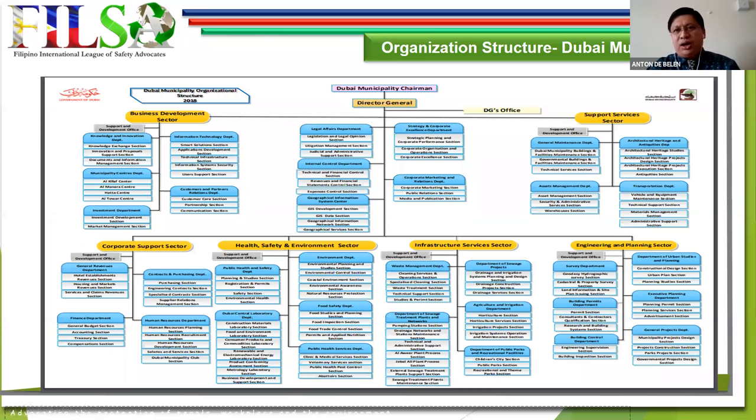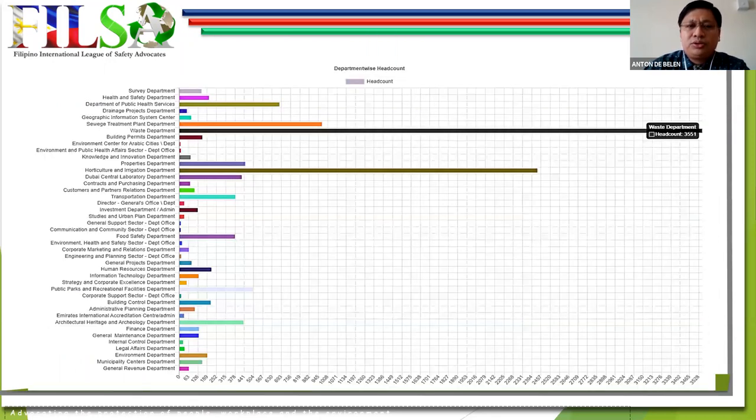So let me show you the structure of Dubai Municipality to give you an overview of the organizational chart. Dubai Municipality is headed by a Director General. We have different sectors: the business development sector, support services sector, corporate support sector, health, safety, environment, infrastructure, services sector, and engineering sector.